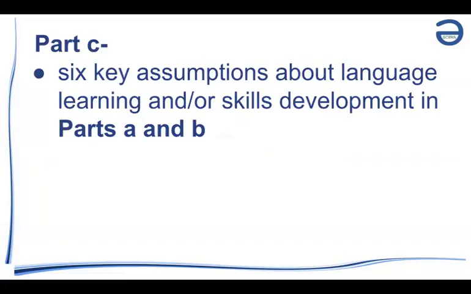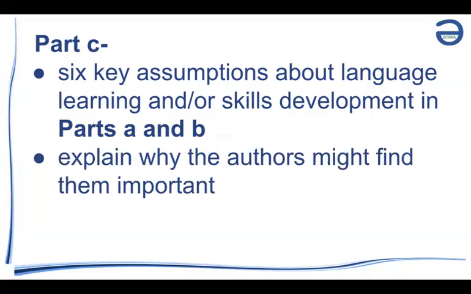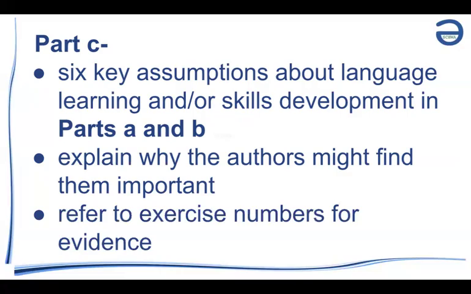And then part C, there are 6 key assumptions to be made about language learning or skills development from parts A and B. The explanation as to why the authors might find them important. Usually, most Delta tutors recommend us to write reason 1 and reason 2, so 2 reasons for this. And then the reference to the exercise number for evidence from the actual material or the extract given to you. With that said, let's look at one sample material.